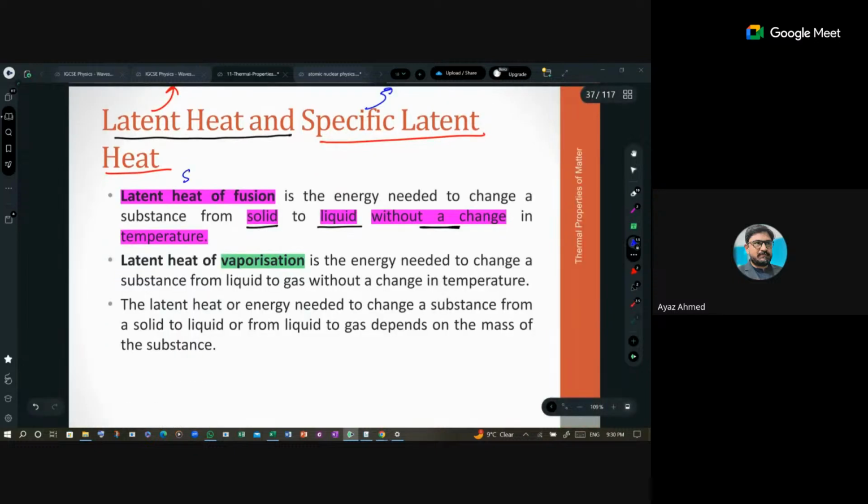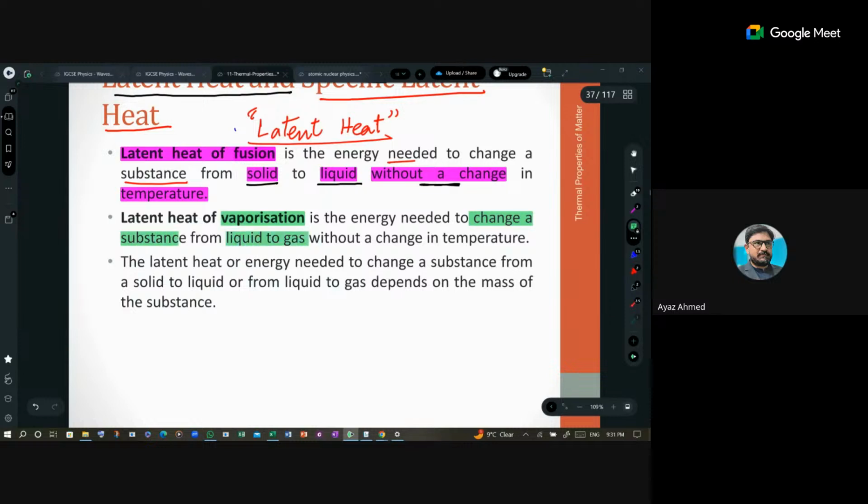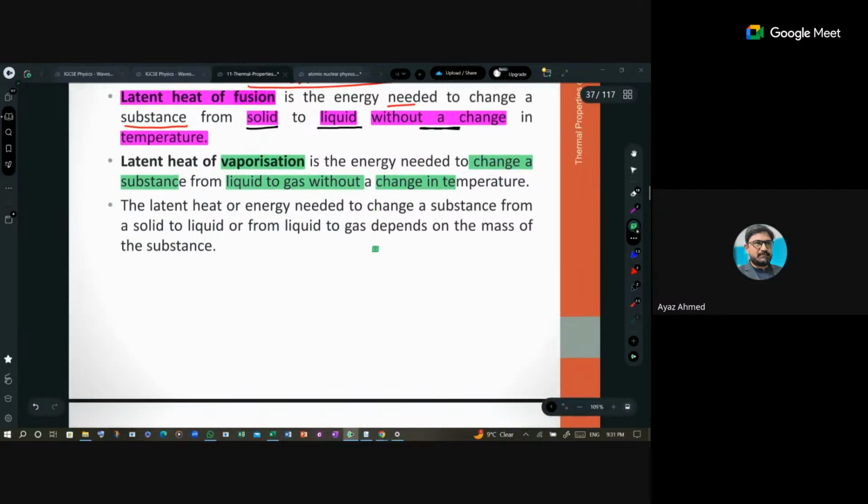So we will talk about specific heats. These are the specific latent heat of fusion and the specific latent heat of vaporization. Wait, it is not for 1 kg. It is latent heat. Latent heat of fusion is the energy needed to change any substance, no need of mass over here. And latent heat of vaporization is the energy needed to change the substance from liquid to gas without changing temperature. That is called the latent heat of fusion and latent heat of vaporization.